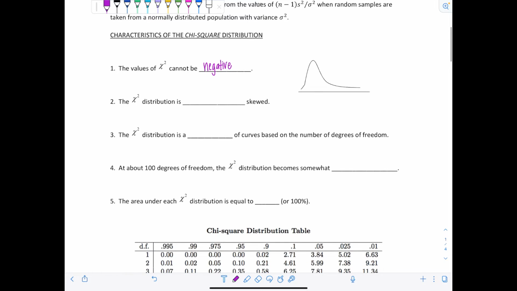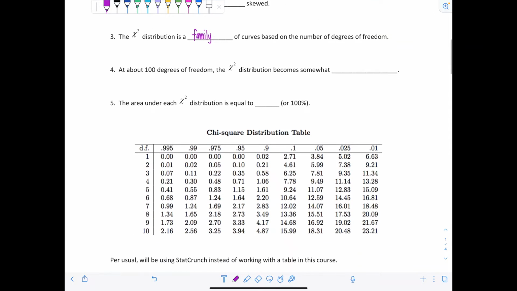Second one is that the chi-square distribution is positively or right skewed. You can see that it trails off, right skewed distribution. So it's not symmetric like the normal and the t distribution that we've been working with a lot up until now. And much like the t distribution, the chi-square distribution is a family of curves based on the number of degrees of freedom. And at about 100 degrees of freedom, the chi-square distribution becomes somewhat normal.